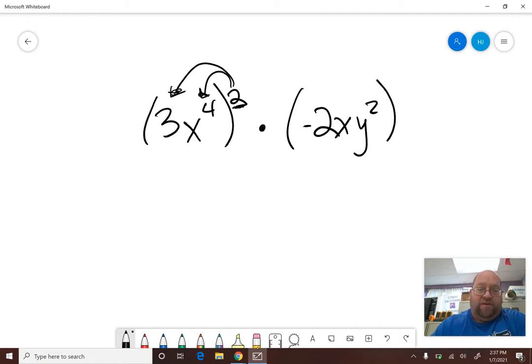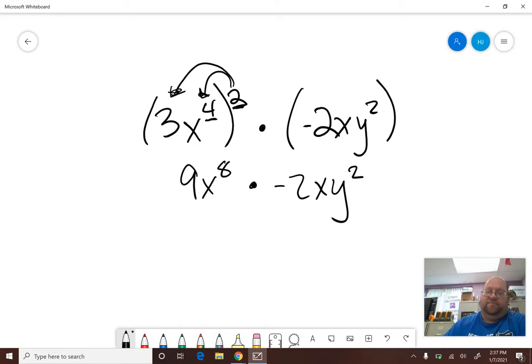So 3 to the 2nd power is the same thing as 3 times 3, which is going to be 9. And then x to the 4th power, and that raised to the 2nd power is power to a power, right? So I'm going to multiply. So 4 times 2 is going to give me 8. And then I'm multiplying that times this quantity over here. Now, I don't really need these parentheses. So really, I could take those off now and just repeat my problem, okay?